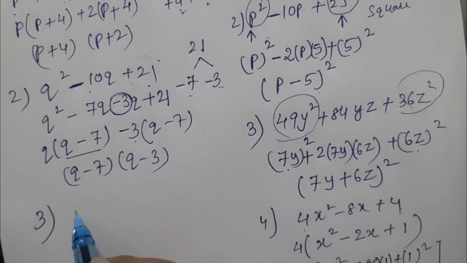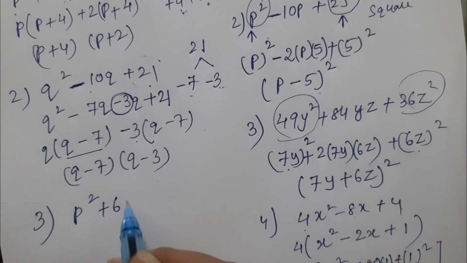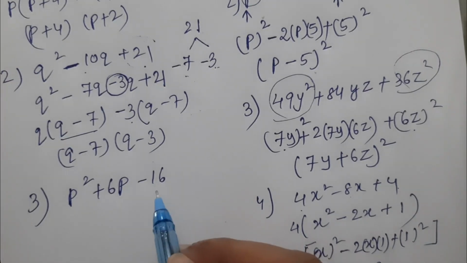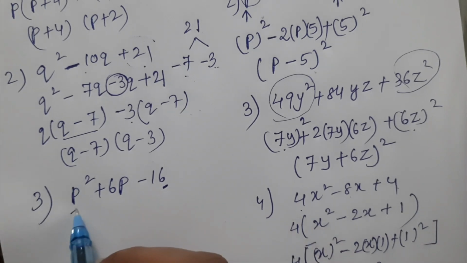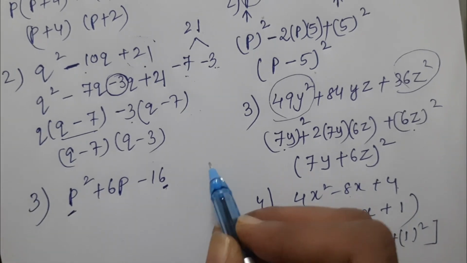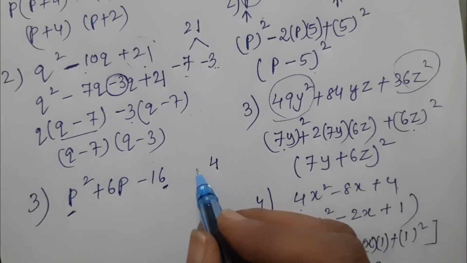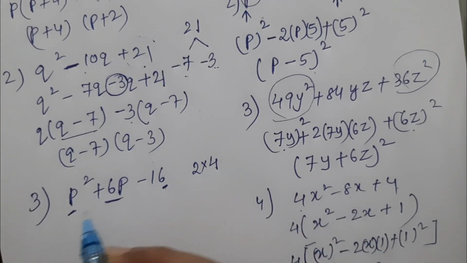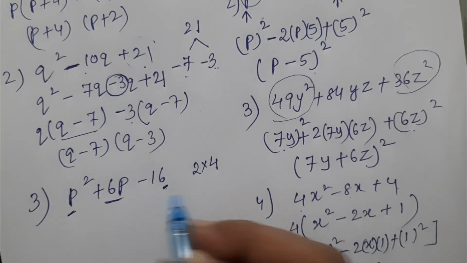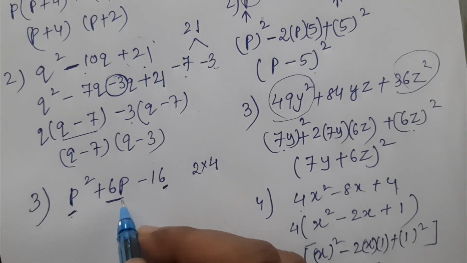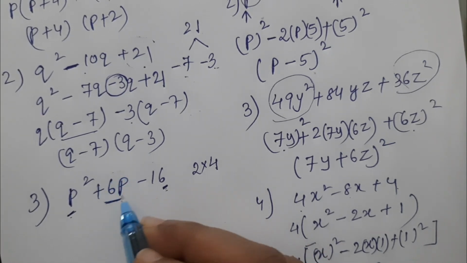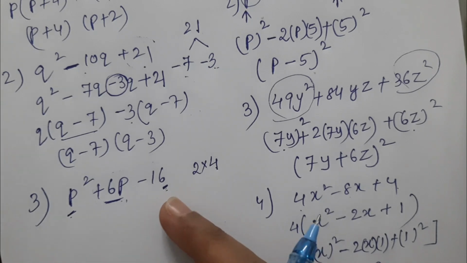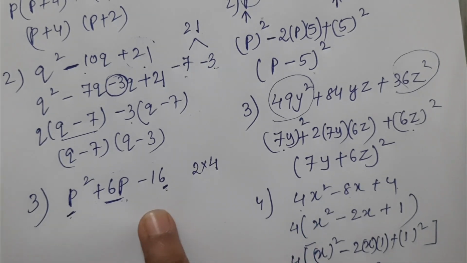Let's start with one more example. p square plus 6p minus 16. See here, in this question, 16 is in square form, p is also in square form. 16 is the square of 4. If we multiply 2 with 4 as the 2ab, then a and b. Here after multiplying 2, p and 4, we are not getting 6, we are getting 8. So it is also not a whole square. For whole square, this is a middle term factorization.